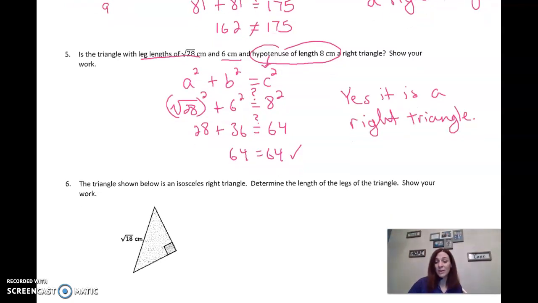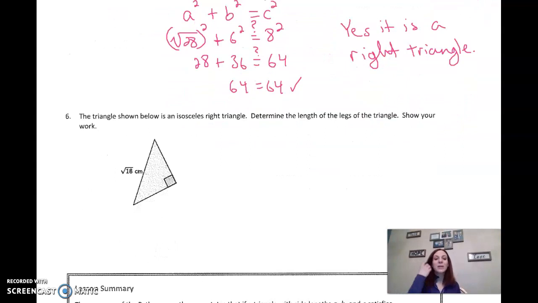Okay, one more example, and this one might seem like we don't have enough information, but it's really knowing the vocabulary. The triangle below is an isosceles right triangle. So remember, isosceles triangles have two sides the same length. So we want to determine the length of the legs of the triangle, and we want to show our work. So remember, I am going to pick the side lengths to be x. You can pick any variable you want, I'm just comfortable using x. And remember, they're the same. So if this one's x, so is this one. Don't say that this is x and this is like p or something like that. Because it's an isosceles triangle, they are the same length.